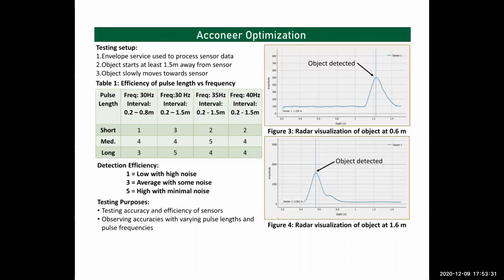For optimizing the sensors, we ran a simple test where we had an object slowly move towards the sensors. We looked at the visualizations of the radar shown in Figures 3 and 4 to find the efficiency results. Each test had a varying pulse length from short, medium, and long, and a pulse frequency range of 30 to 40 hertz. We found that a medium to long pulse length with a 30 to 35 hertz frequency range had the best efficiency with minimal noise.